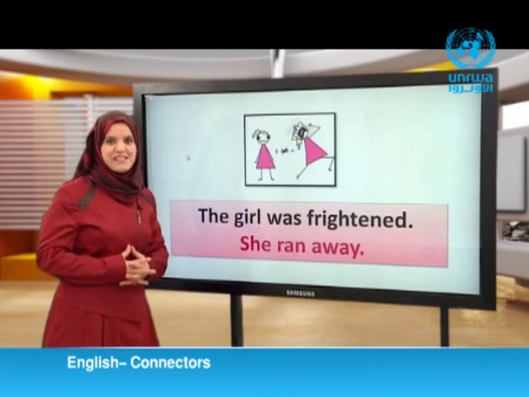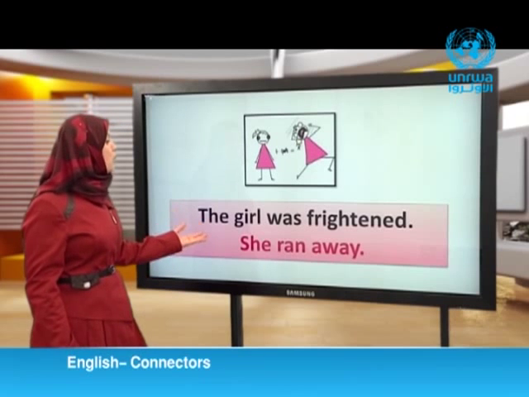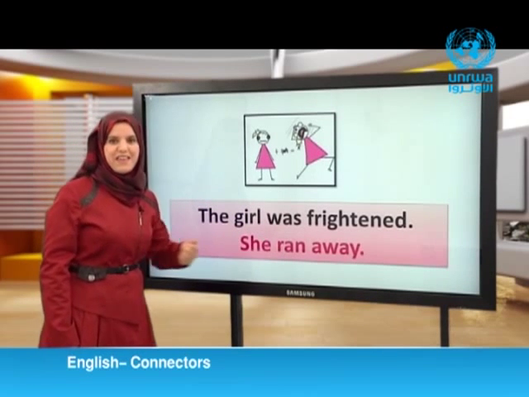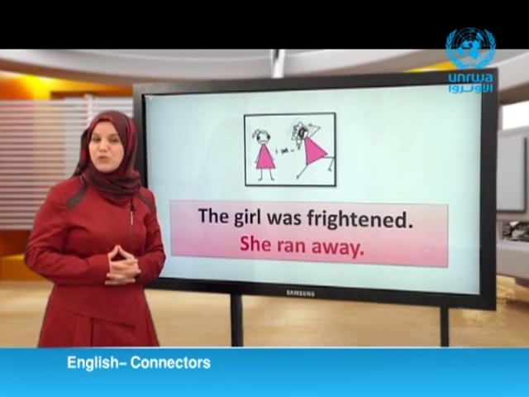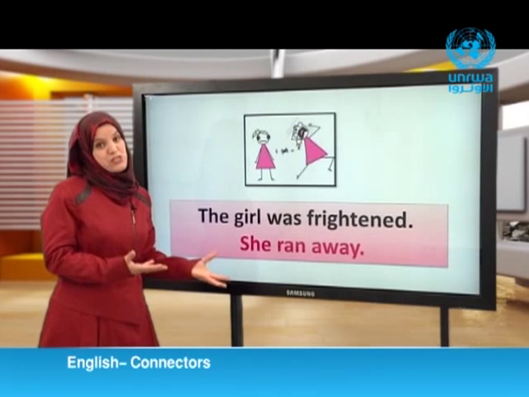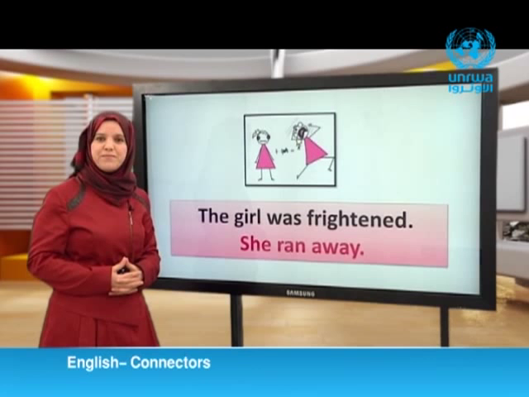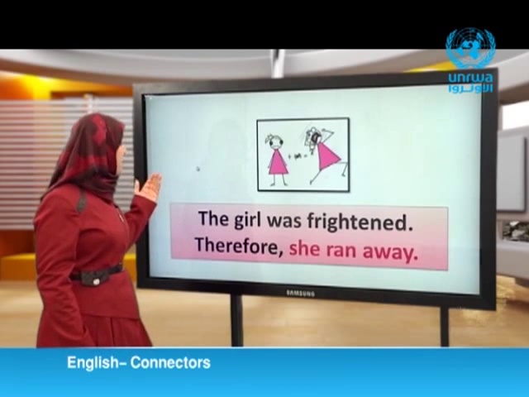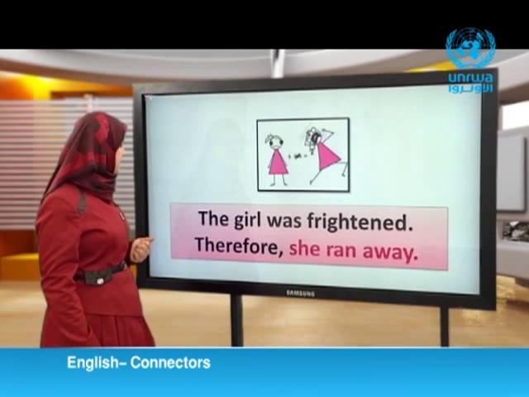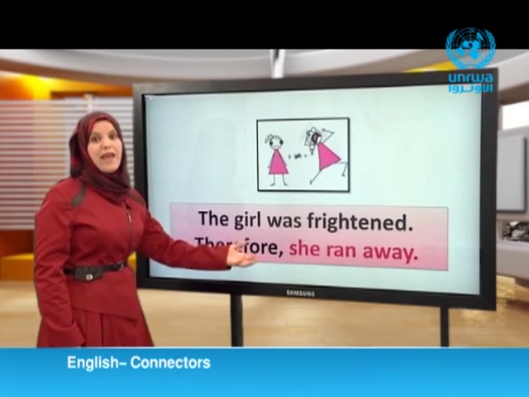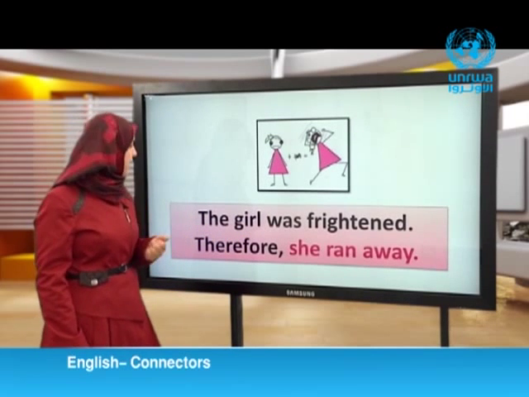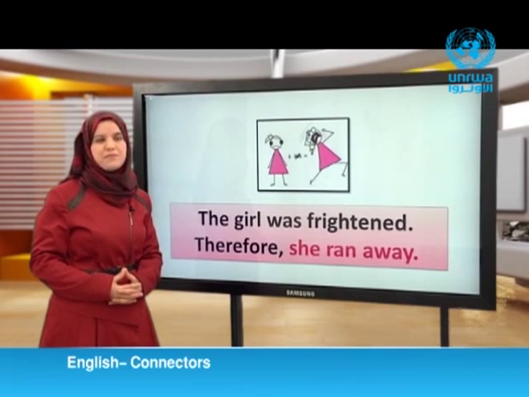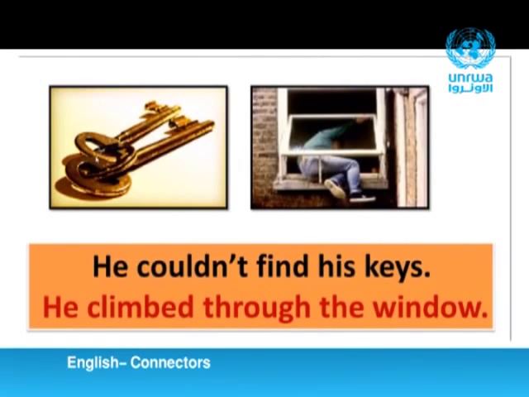And look at this. The girl was frightened. She ran away. Can you join these two sentences using so or therefore? Good. We can say, the girl was frightened, therefore she ran away. And we can also say, the girl was frightened, so she ran away. Both are correct.